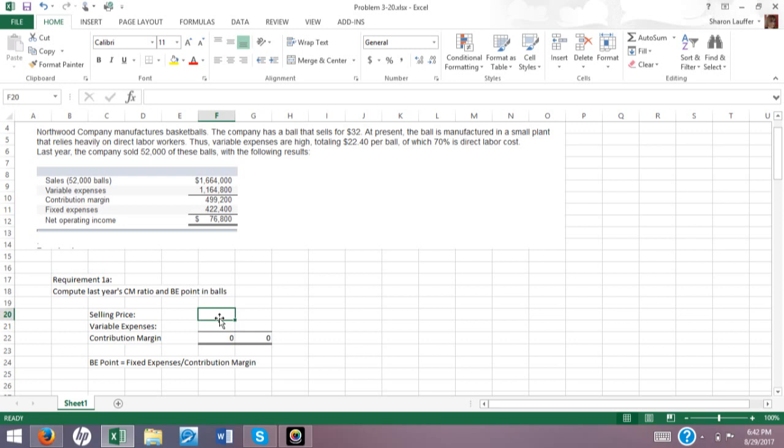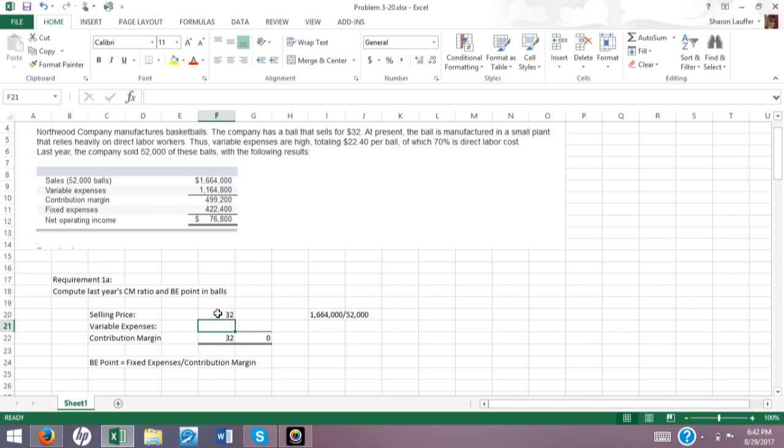So our selling price is just our sales divided by the number of balls we sold. So I'm actually going to write this out here. This would be our sales of $1,664,000 divided by 52,000 balls. If we do the math on that, we should come up with $32 a ball, and that's actually what they said they were selling for, so that checks out.